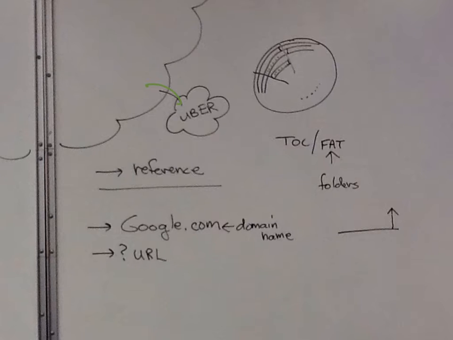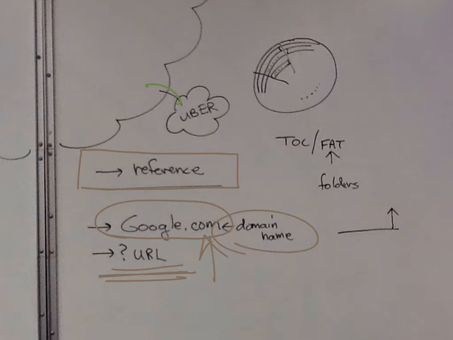We talked about the internet and the importance of references. Just listing google.com, that is not enough. That actually is a domain name. What you need is the entire URL. I asked students, why is this so important?